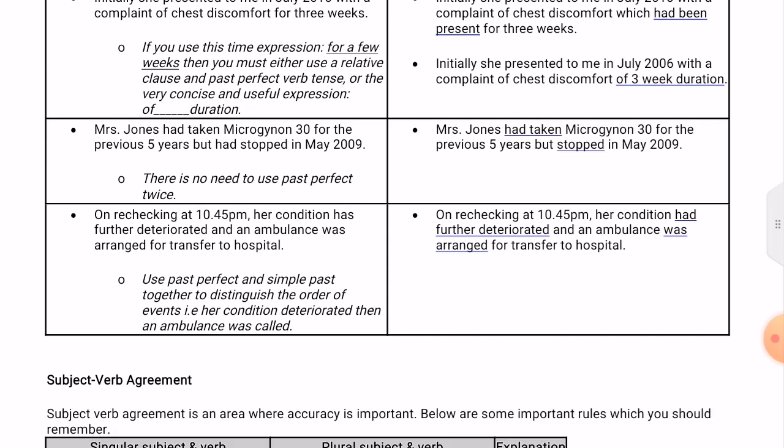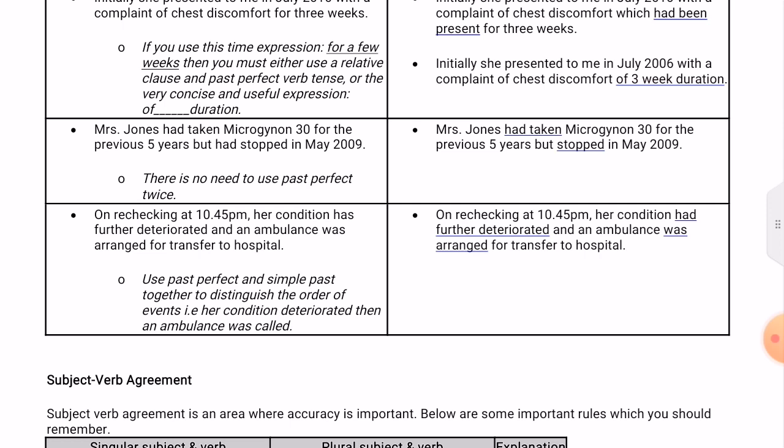Alright, so let's read another one. Mrs. Jones had taken Microgynon 30 for the previous 5 years but had stopped in May 2009. Now let's see the explanation. There is no need to use past perfect twice. So first, you have to use the past perfect in the first part, and when you are going to explain it in a complex or compound sentence, then you will have to add the simple past.